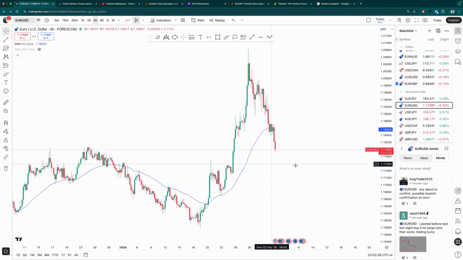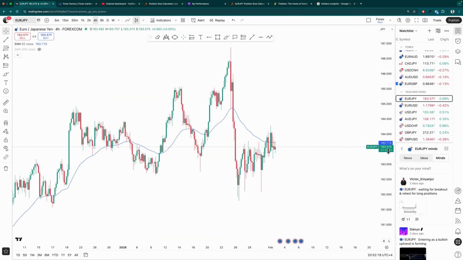Now I hope all of you guys know what a pip is. 1799, this is the pip, the fourth digit. In EURJPY, the second digit is the first pip. Then this becomes the 10 pip. This is the 100 pip. This is the 1000 pip. So that's how it works.